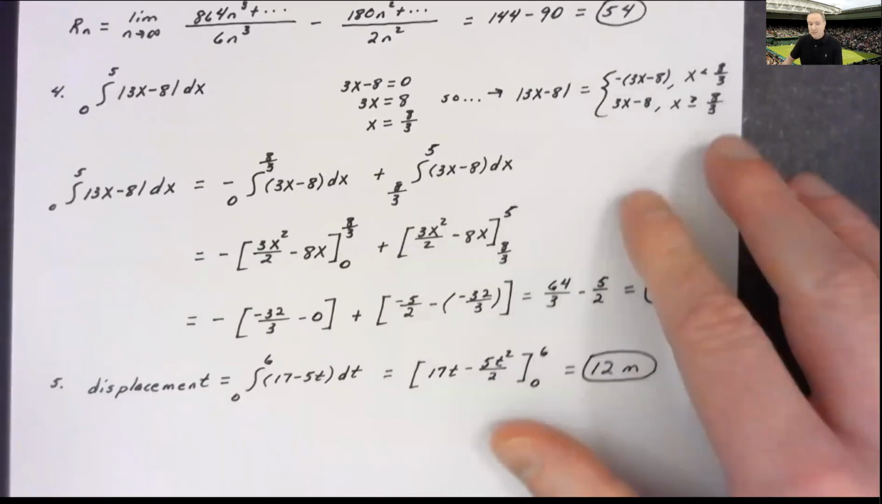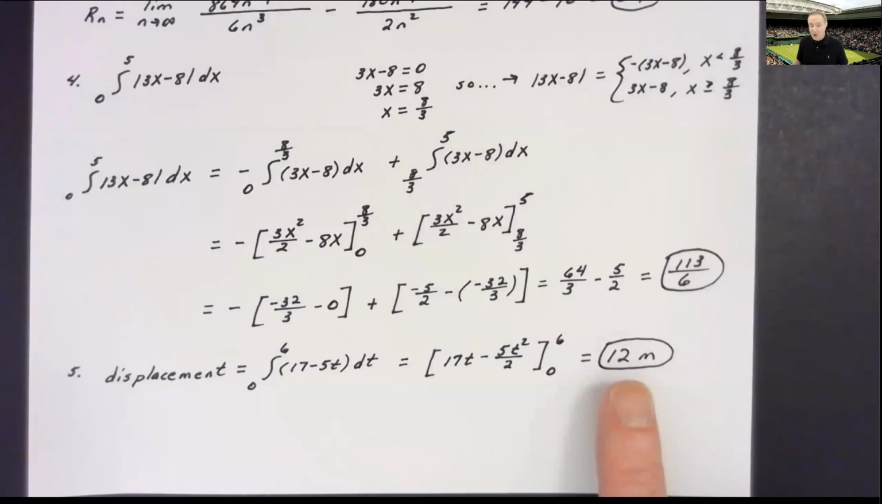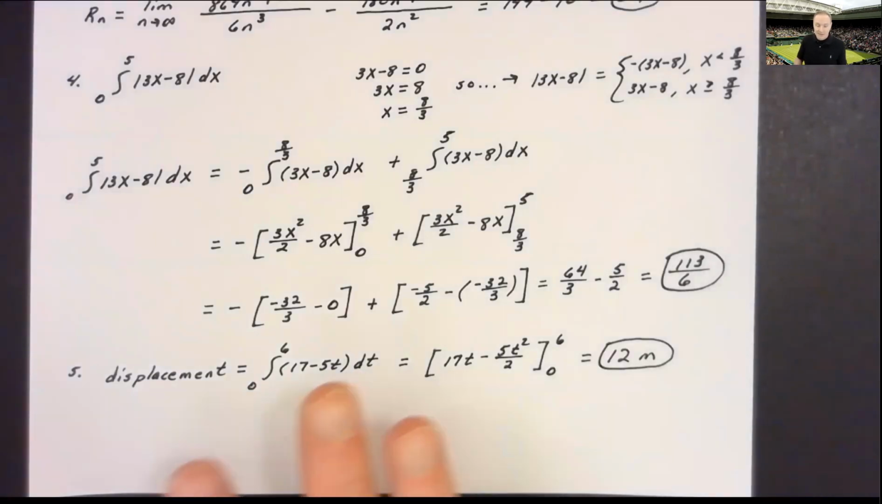So this told me that, assuming that moving to the right is a positive position in this problem, the particle is 12 meters to the right of its original position after 6 seconds. Now, that is not saying that the particle has moved a total of 12 meters. That's just saying that's the change of position of the particle 6 seconds later.